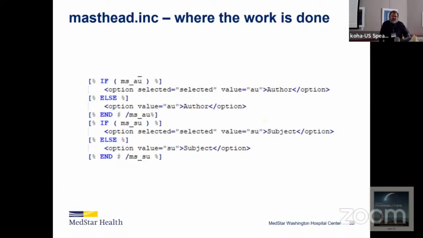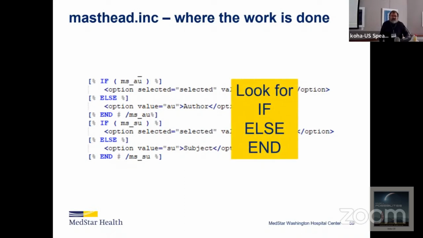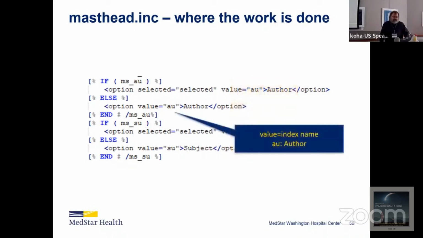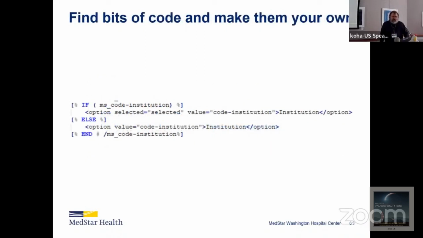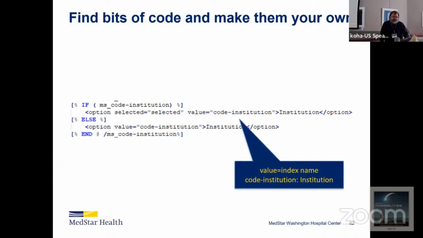What it looks like, they're blown up a little. And look for if, else, and value is the name of the index. Actually, this is a shortcut to the index. And the index is AU, which is author. The one in institution, which is index code institution. And value is the name of the index, code institution, institution.